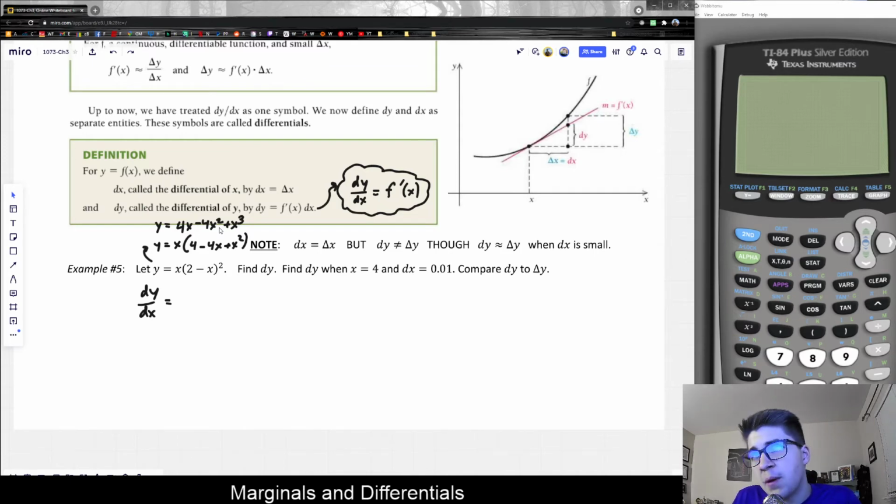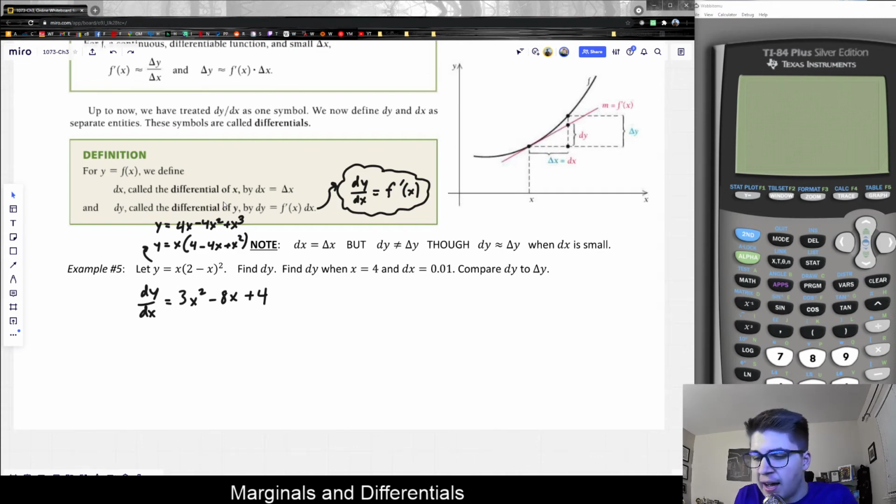Now I could just use the power rule. If I reorganize, the derivative of x cubed would be 3x squared. Then the derivative of negative 4x squared is negative 8x, and the derivative of 4x is just 4. So I get my derivative function here.